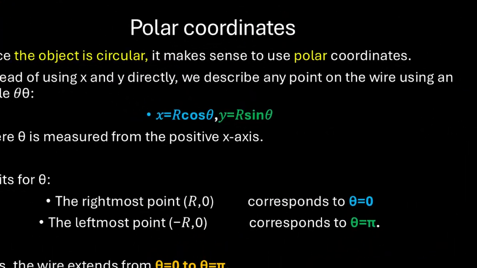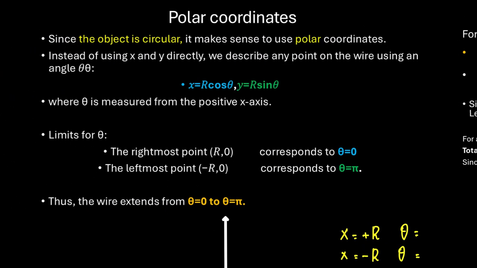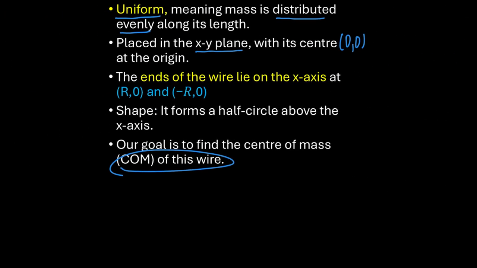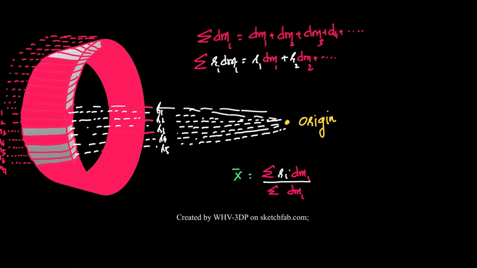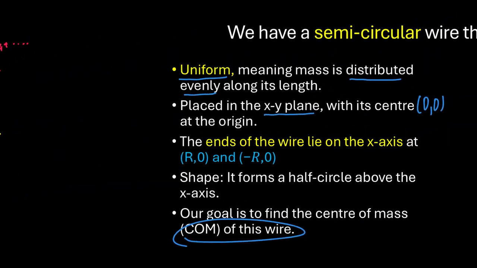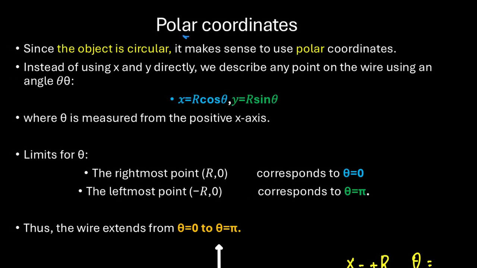So, to find this, we will use polar coordinates. Why? Because if we use the regular method of finding the x bar, we'll have to make this calculation sigma ri dmi by sigma dmi, which is going to be very mathematically intensive. And usually when we have a continuous mass distribution, what do we use? We use the method of integration. And to do integration here, we'll first choose the polar coordinates.